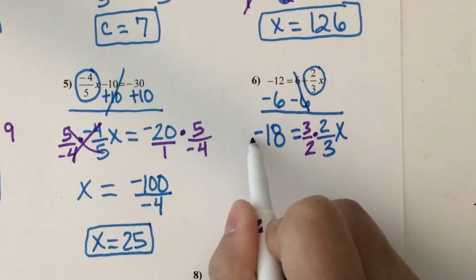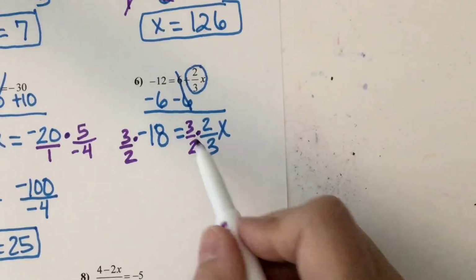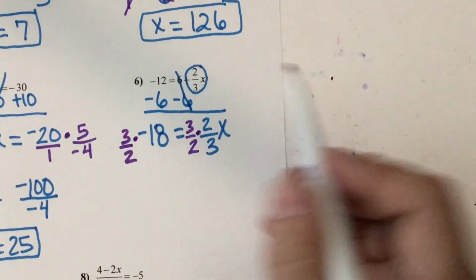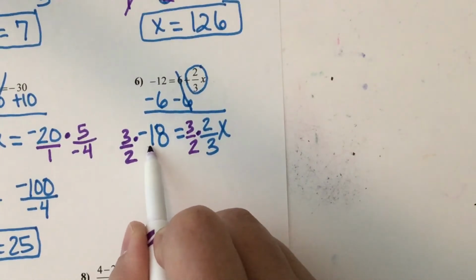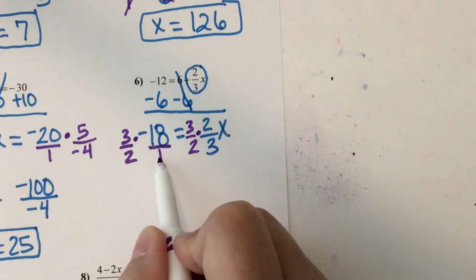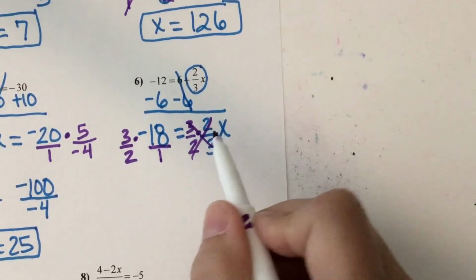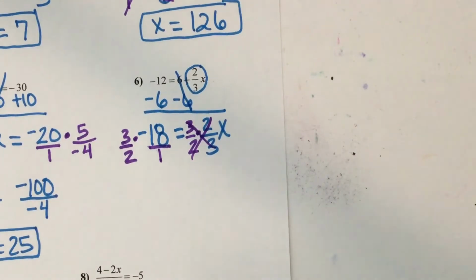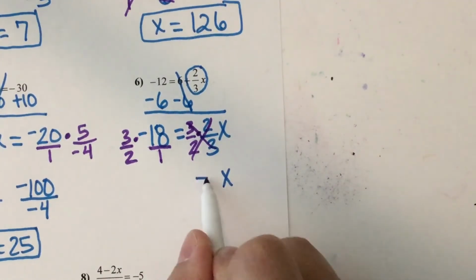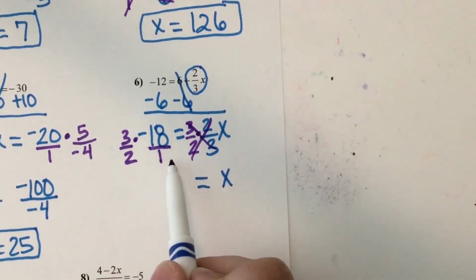And then I have to multiply this side by 3/2. Remember, what you do to one side, you have to do to the other side. And I'm going to go ahead and pop my negative 18 over a 1. That way both of these are in fraction form. Okay, so on this side, the 3's and the 2's, they get to cancel out. Shoop, shoop. And all I'm left with is x. Bring down that equals. And now let's multiply straight across, straight across.